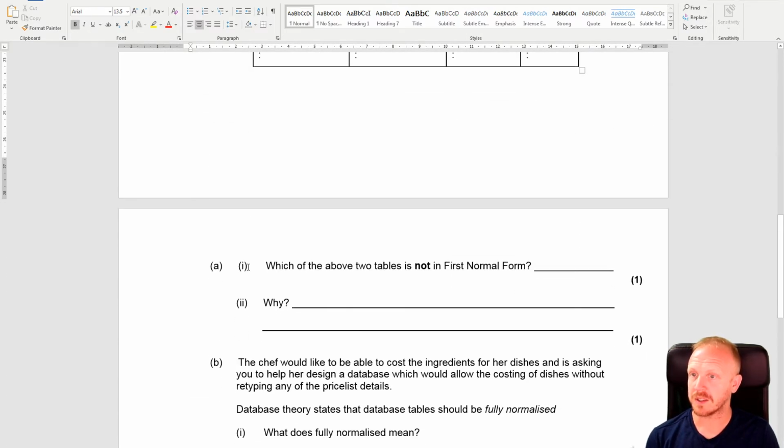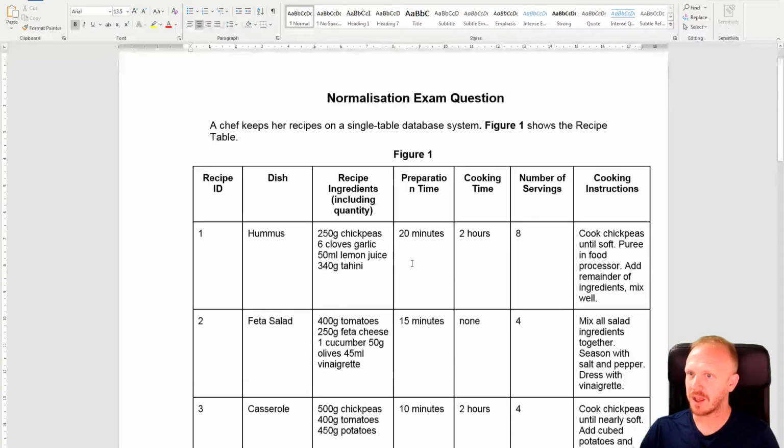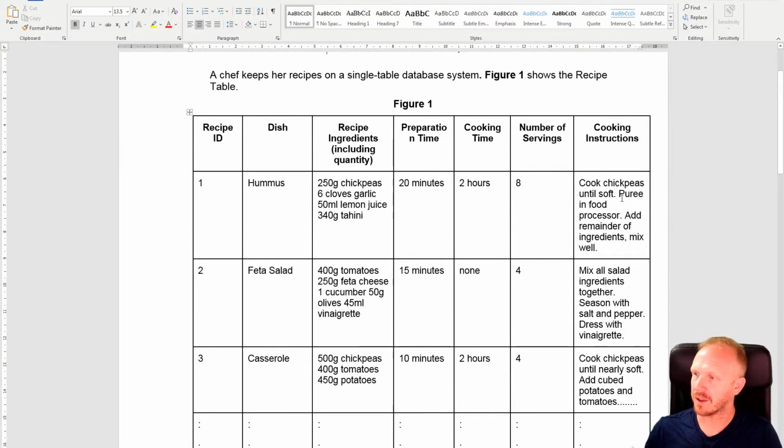Now the question says, which of the above two tables is not in first normal form? So remember, first normal form is no groups of repeated attributes. Now in our example, we had fields being repeated. We had book 1, book 2, book 3. In this we don't have that, but we still are having groups of repeated attributes. And we have it in here.